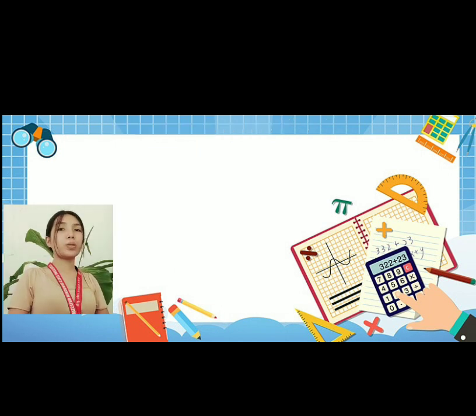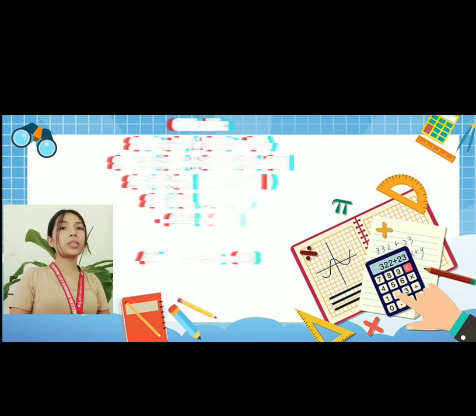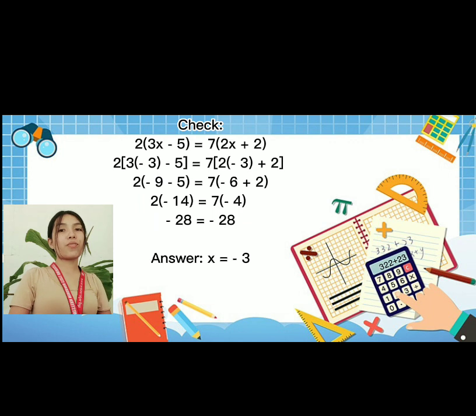Now, to check our solution, we are going to use the same equation. So 2 times the quantity of 3x minus 5 is equal to 7 times the quantity of 2x plus 2. We are going to substitute the value of x, which is negative 3. So 2 times the quantity of 3 times negative 3 minus 5 is equal to 7 times the quantity of 2 times negative 3 plus 2.